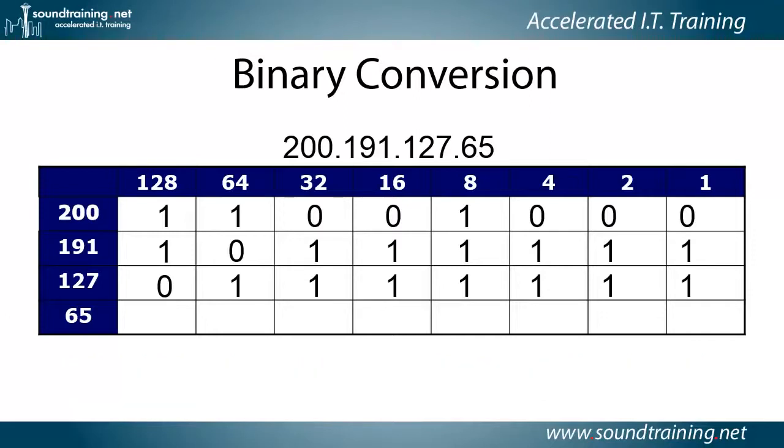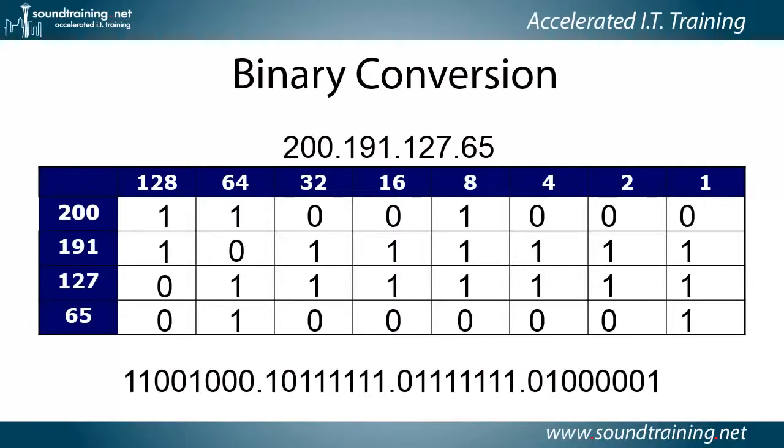Now let's do 65. Can we subtract 128 from 65? Nope, so we put a 0 there. What goes in the 64's column? Well, it's a 1, and we put a 0 in each of the remaining placeholders until we get to the very last one where we put in a 1. So the binary equivalent of 200.191.127.65 is what you see at the bottom of the screen.